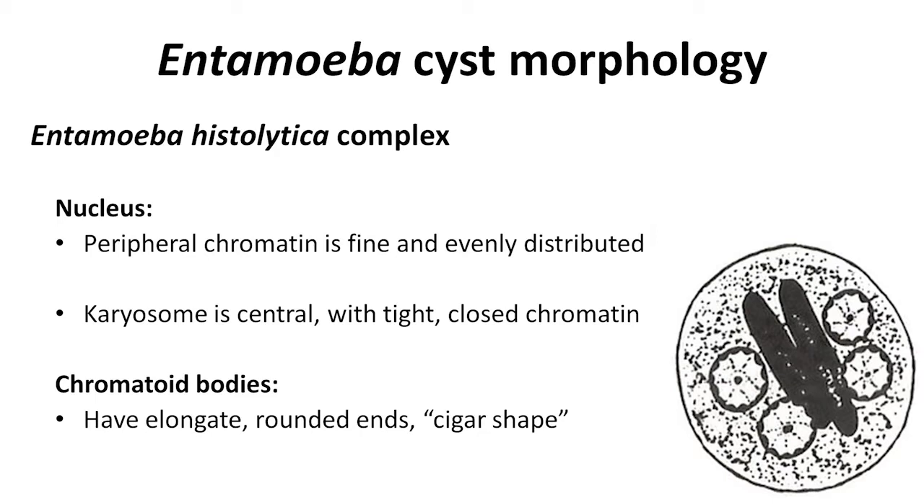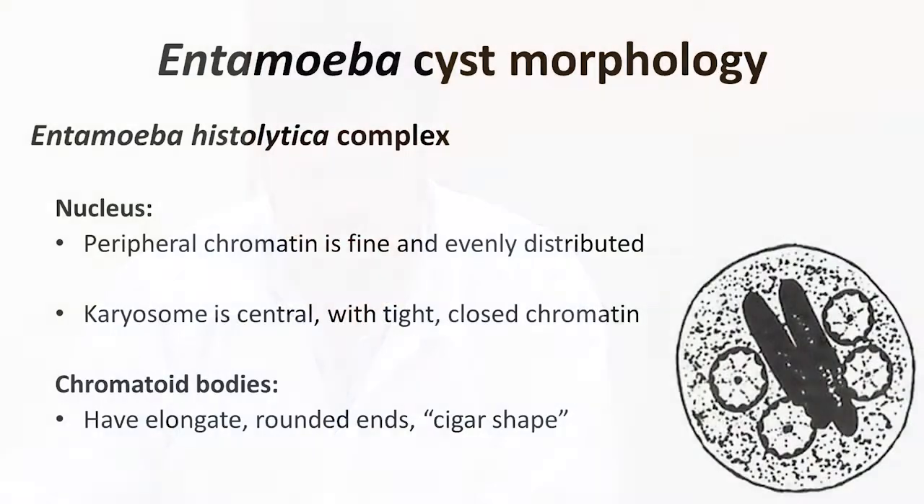It's very even and nicely dispersed. The karyosome, this dot in the middle, is central, and it's quite tight. It's quite small and tight. And finally, the chromatoid bodies are elongate and they have rounded ends. So that's distinctively histolytica.